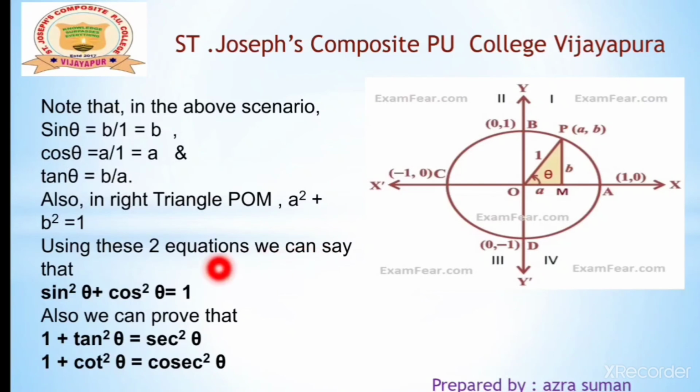Similarly, dividing both sides by cos square theta, we get sine square theta by cos square theta as tan square theta, plus 1, as cos square theta gets cancelled. So tan square theta plus 1 is equal to 1 upon cos square theta, that is sec square theta. So we get this identity, 1 plus tan square theta is equal to sec square theta.